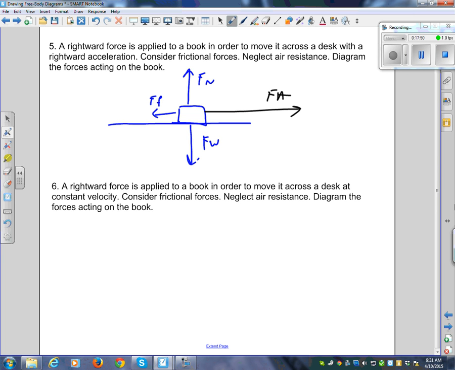Why did we do it? Because you're going to do problems right away with this stuff. A rightward force applied to a book in order to move it across the desk at a constant velocity. This is going to be exactly the same, just equal at base. Everything's equal, right?